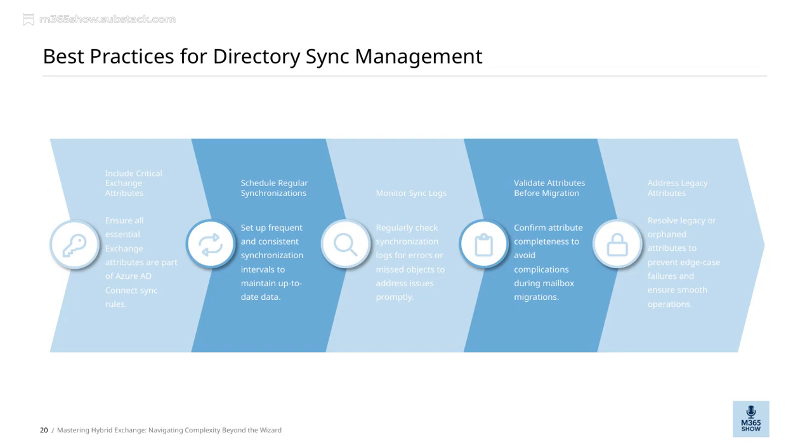Let's talk about best practices for managing directory synchronization, especially when masterfully navigating hybrid exchange environments. One of the most critical steps is resolving legacy or orphaned attributes. If these aren't addressed, they can cause edge case failures that disrupt your operations. Ensuring these attributes are clean helps everything run smoothly and prevents unexpected issues down the line.